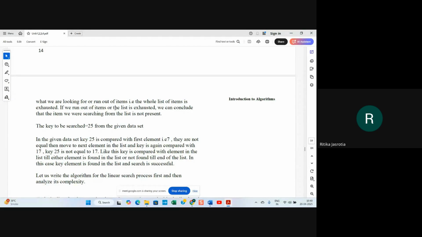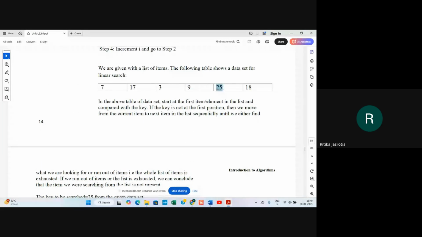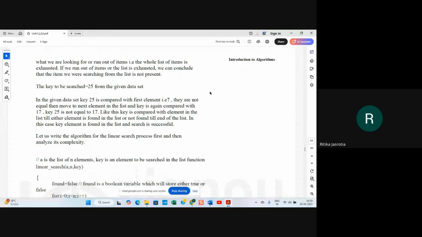The key to be searched is 25 from the given data set. So 25 is here. First this will be compared, then this, then this, then this, and here it will be found, your 25. So in the given data set, 25 is compared with the first element 7, they are not equal. Then again it is compared with 17. Like this, the key is compared with elements in the list till either the element is found in the list or the end of the list is reached.